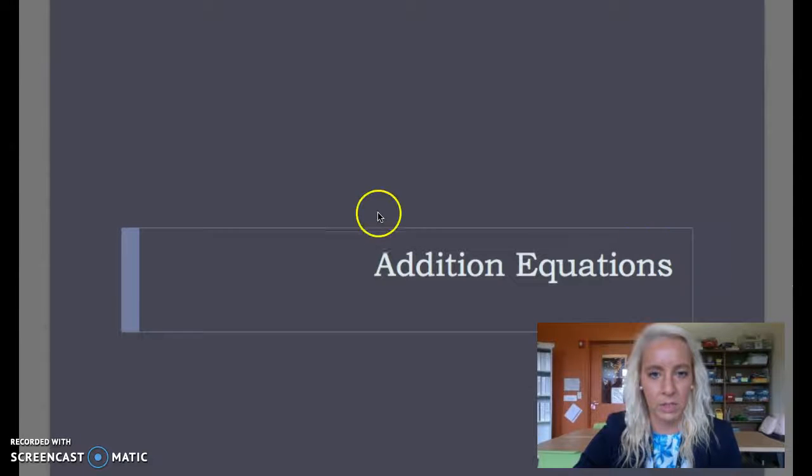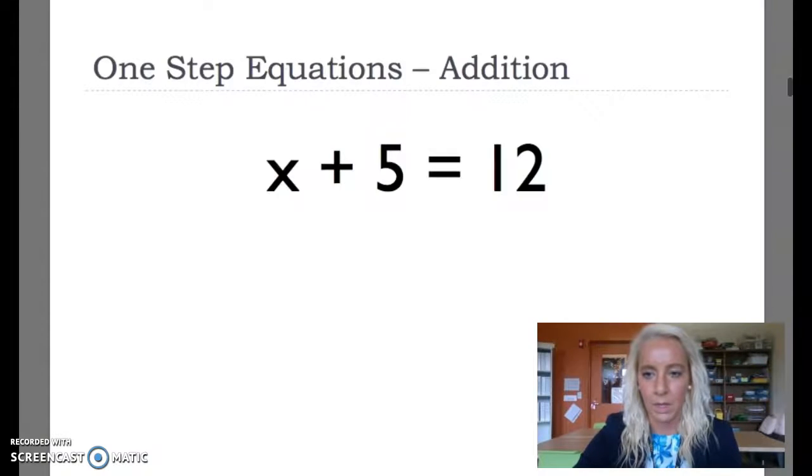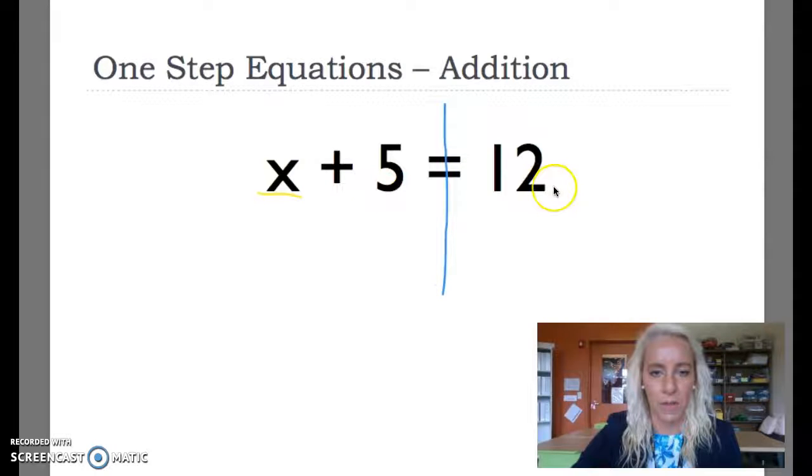The first one is addition equations. An example of an addition equation looks like this. So x represents our variable, plus 5 is equal to 12. We want to balance each side of the equal sign. So we're going to use inverse operations to do so. The first thing I want you to do is draw a line down the equal sign to show the balance of the two sides. What I do to one side of the equation, I must do to the other side.